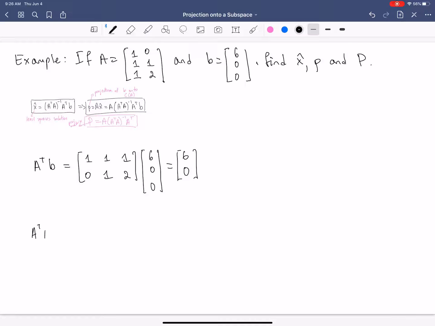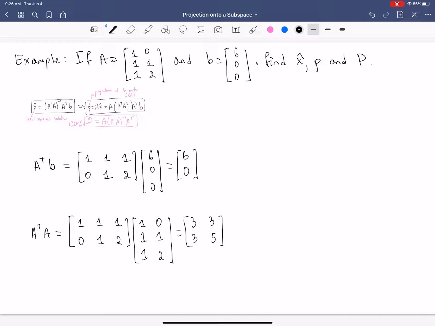Now A transpose A is equal to [1, 1, 1; 0, 1, 2] times its transpose, and that equals, so we have 1, 1, 1 times 1, 1, 1, and that's simply 3. Then we have again a 3, and again a 3, and then we have 1 plus 4, which is a 5. So this is A transpose A. We have two ways of solving this system. One way is to find the inverse. Another way is to just solve.